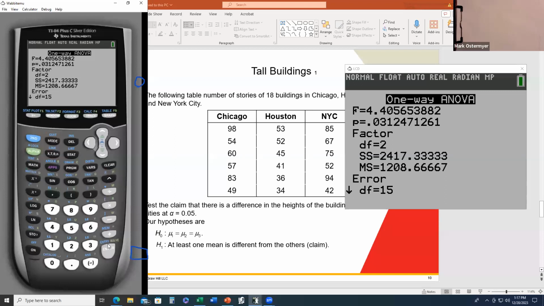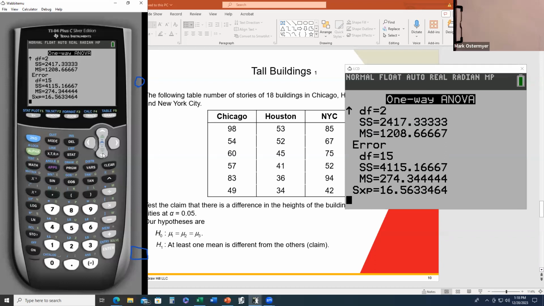But nonetheless, we will reject at 5% and conclude that there appears to be a difference between the mean heights of all the buildings in these various cities. There's your ANOVA table and the ingredients that went into computing your test statistic F value. All right, any questions about this? All right.